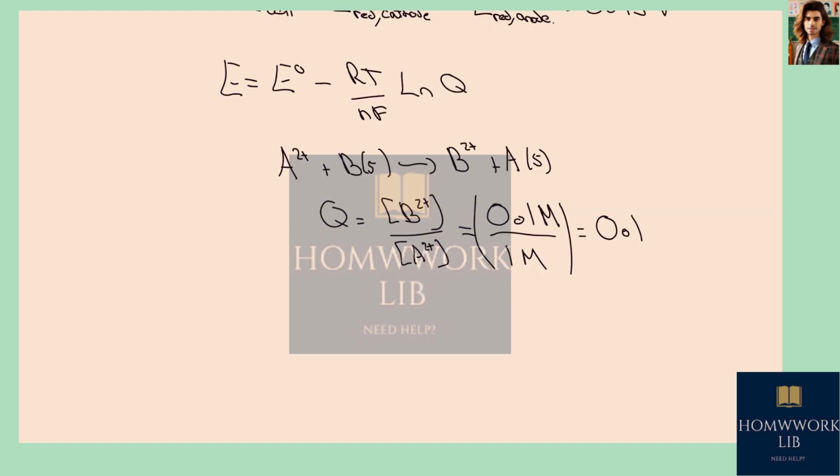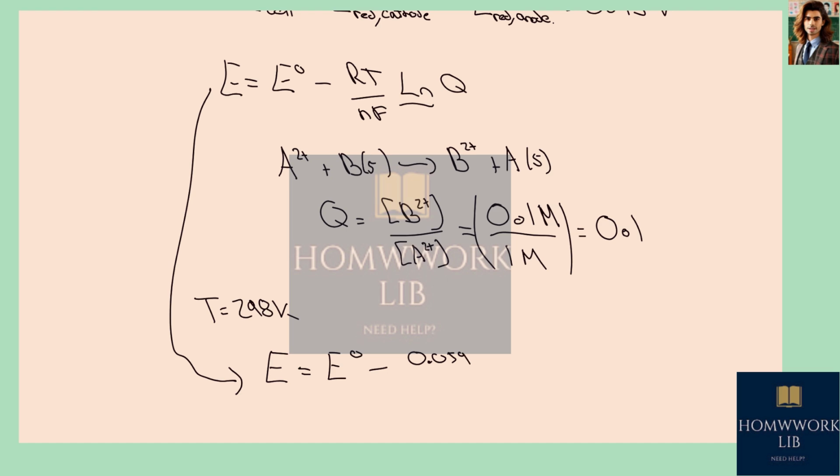Now, we are not given the temperature over here, so let's assume that the temperature is going to be equal to 298 Kelvin. If that is the case, we can use the reduced form in base 10 for the Nernst equation. These forms are both going to be equivalent, but the only thing that changes is that we go from natural logarithm into log 10. So the new equation is E equal to E0 minus 0.059 divided by n, that is the number of electrons being exchanged. In our case, it's going to be 2, log 10 of Q.